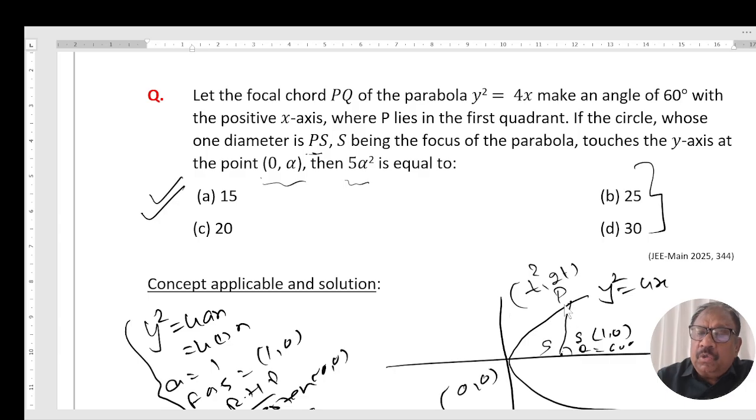As per the question, the circle drawn touches the y-axis. This means we have to find the y-intercept. To find the y-intercept, put x equal to 0 and find the value of y, that is equal to alpha. Alpha comes out to be root 3. Then 5 alpha square comes out to be 15. This is the complete procedure. Right? Next question.